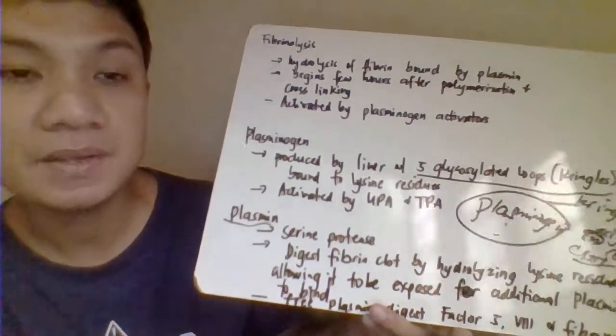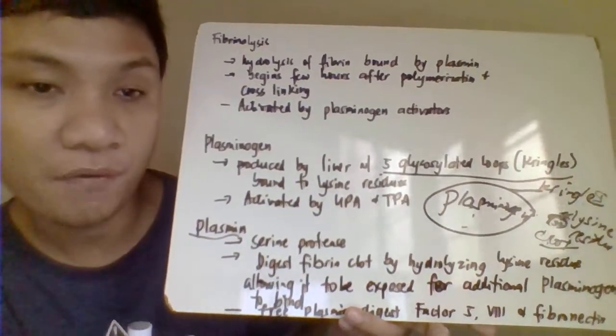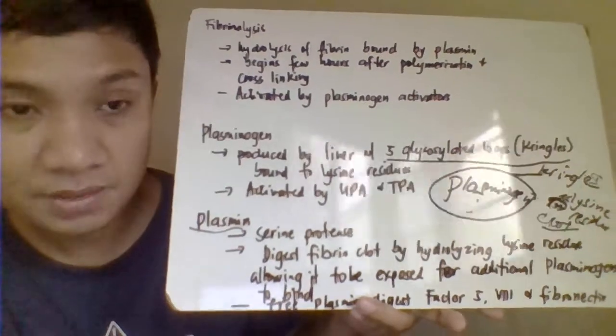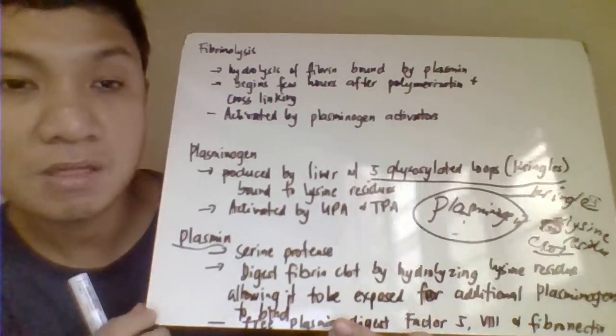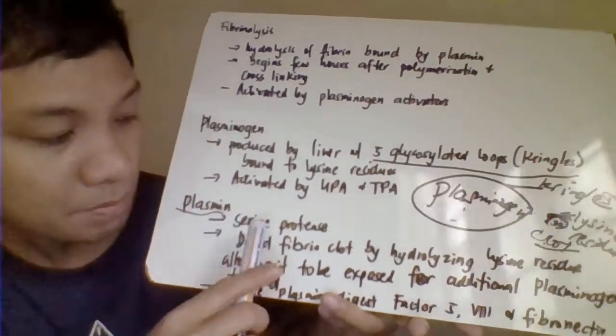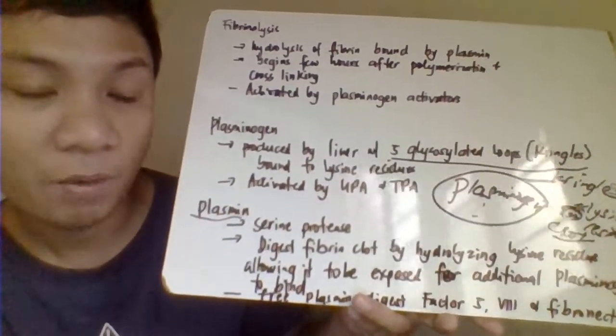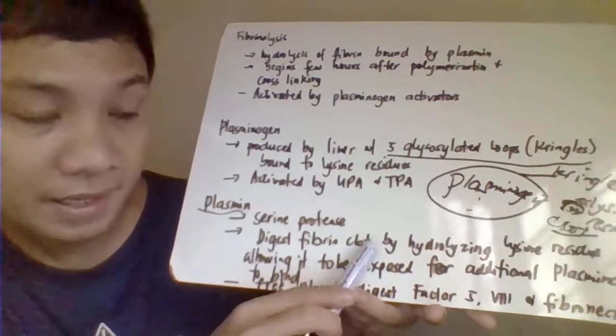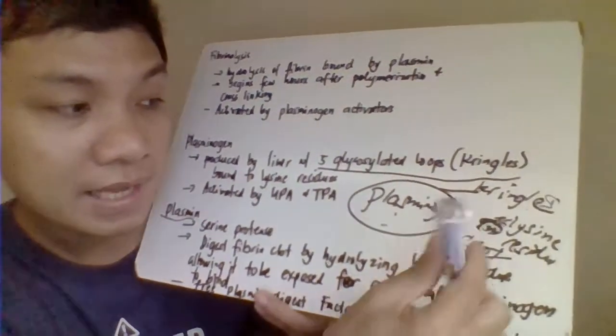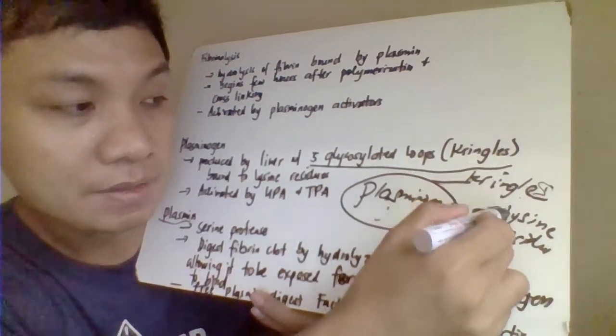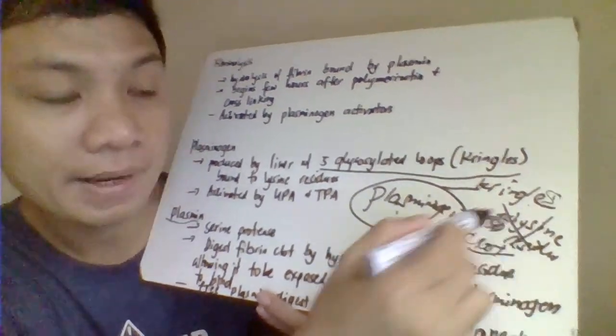Okay, then we have here the plasmin. So the plasmin is the active form of your plasminogen. This one is the serine protease. Kung sinabi serine protease, this one is a proteolytic enzyme. We try to hydrolyze our fibrin clot. Okay, so it tries to hydrolyze your fibrin clot by these lysine residues. So ito ang tinatanggal niya, lysine residues.